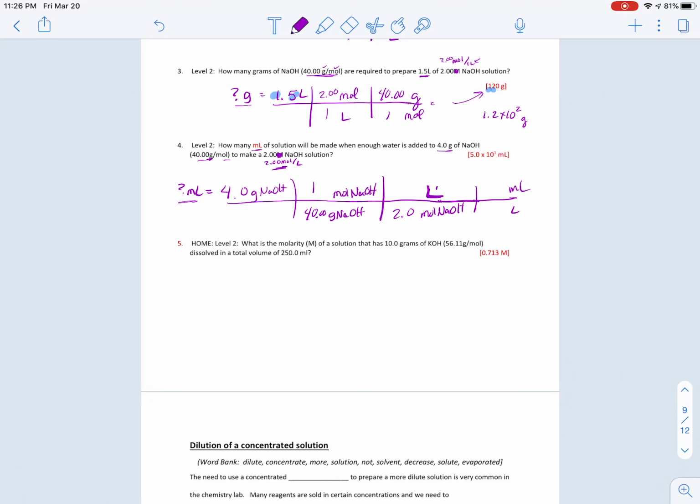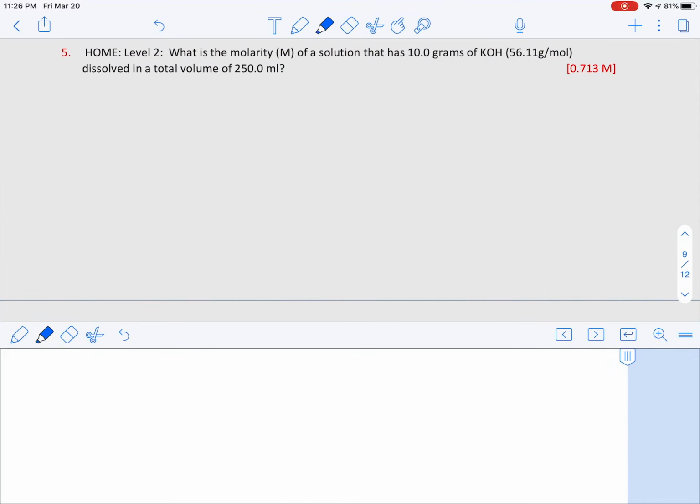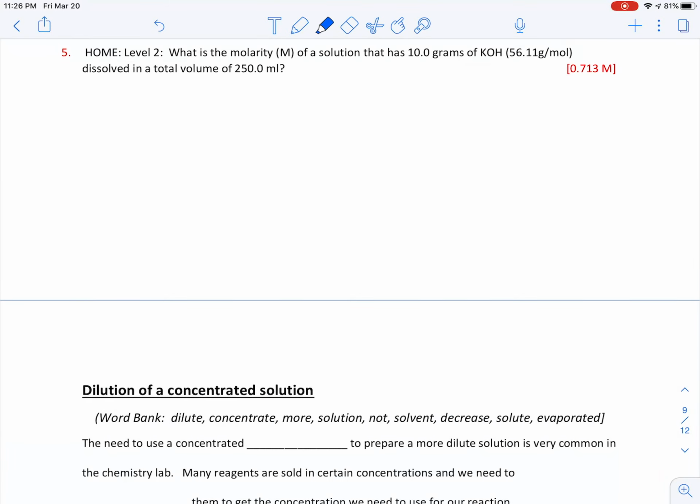Then I just put my numbers in, 40.00 in 1 mole, and then 2.0 moles in 1 liter, and then you put the 1 by the thing that has a prefix, 1 times 10 to the minus 3rd. Put all those numbers in, and you're going to get this. Now notice again, watch your sig figs. We've got 2 sig figs, 2 sig figs.